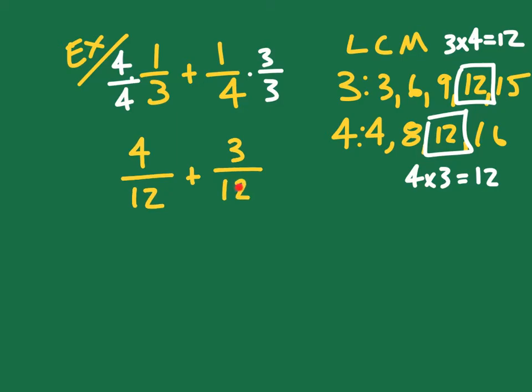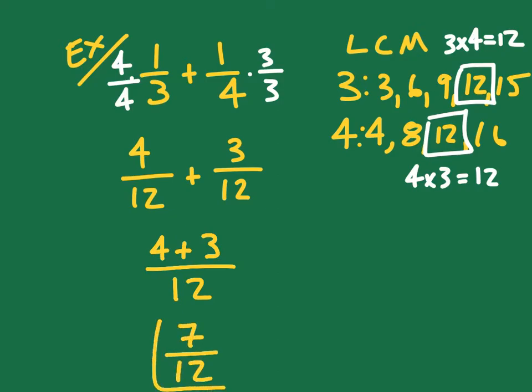So notice what I've done is I've created a common denominator, and all I want to do now is just add my numerators. So I've now got 4 plus 3 all over the common denominator of 12. 4 plus 3 is just going to give me 7 over 12, and that's my answer. And there's no other number that I can divide into both 7 and 12 to simplify that.